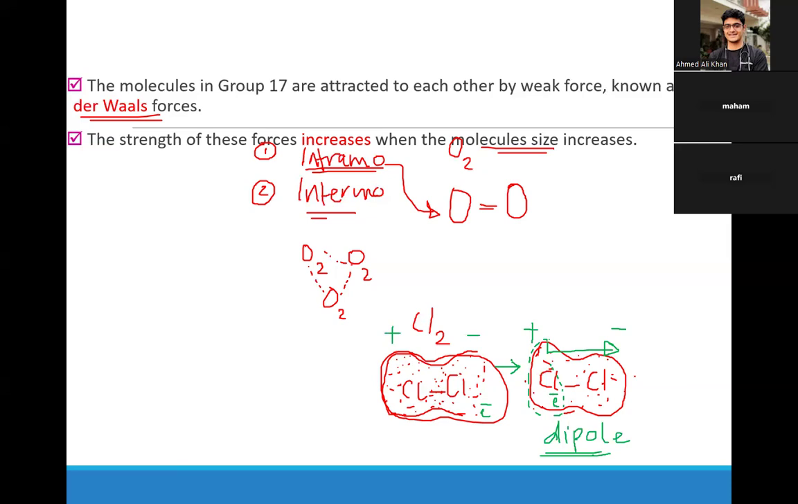So what will happen is that these molecules will start attracting each other, because the opposite poles of the dipoles are attracting each other, right? These are known as dipole to dipole interactions. And this is also the concept behind the van der Waals forces. So let's move back to why the magnitude of the force increases as the size of the molecule increases. Why does that happen?